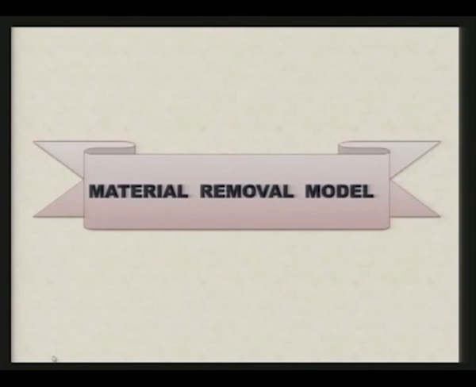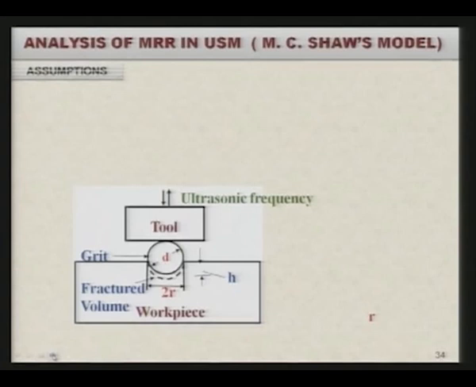Material removal model. Various researchers have evolved theoretical or empirical models for the removal of the material in ultrasonic machining. The first one that was proposed was by M.C. Shaw, Milton C. Shaw. I will discuss that particular model here. Now, in the model proposed by M.C. Shaw, there were certain assumptions which were made.